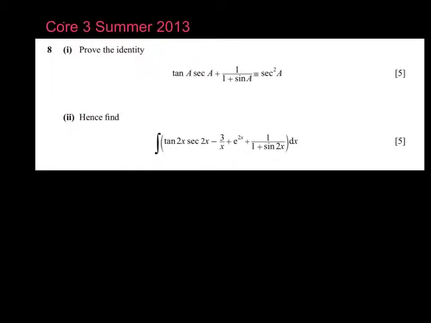Core 3, Summer 2013, Question 8. You're dealing with a trig identity, followed by an integration with trig, and remember parts 1 and 2 mean that the answer to part 1 should help you in part 2. If you're not able to do part 1, then you can use this answer in your part 2.